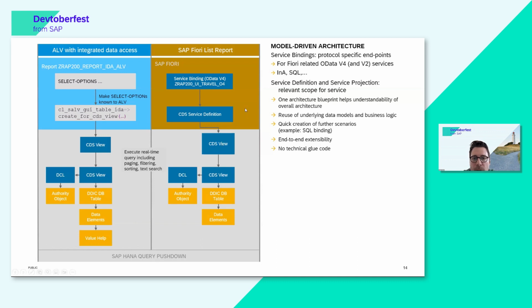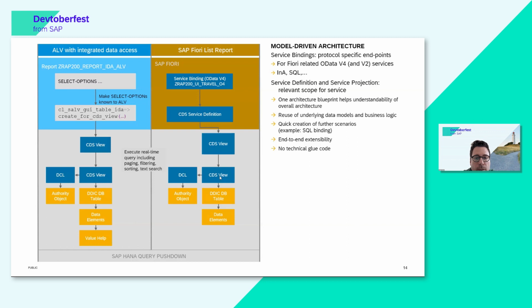So, and all this helps us, of course. We have one architecture blueprint for the different scenarios, which helps, of course, the understandability. And this architecture blueprint makes it also easier for you, because you don't have to think how do I put everything together, which technologies to use, because this architecture blueprint is, of course, already part of our cloud. And it ensures the reuse for further scenarios, and also ensures end-to-end extensibility.